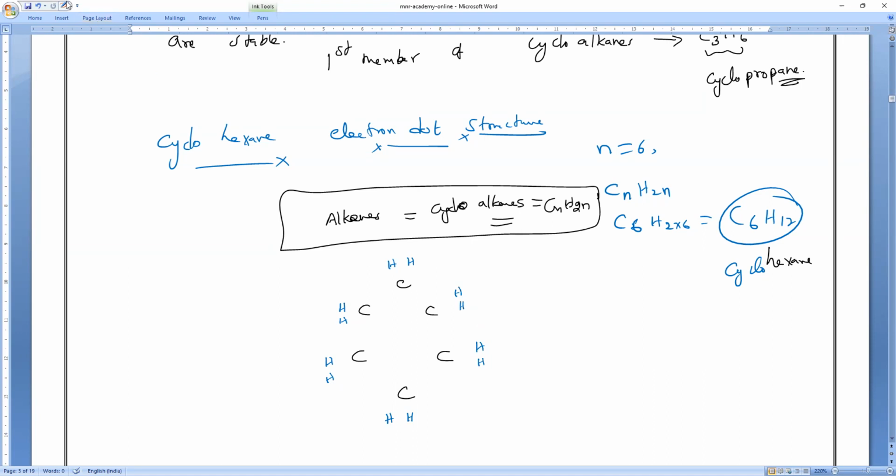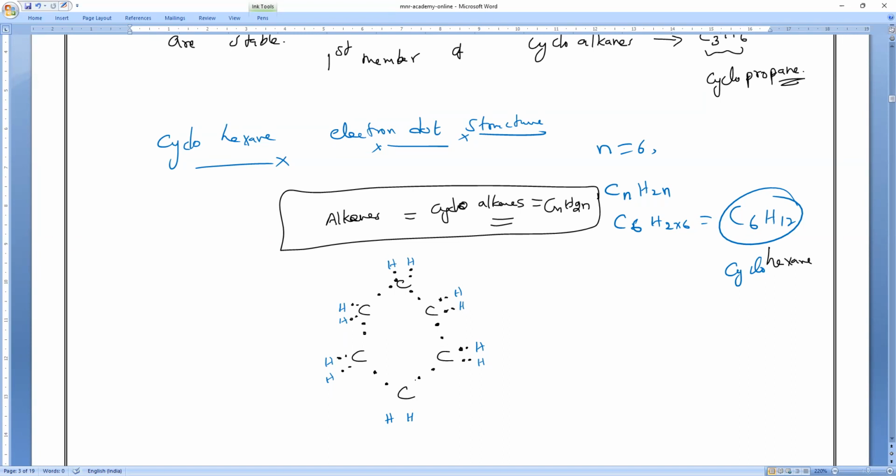Each pair of dots is replaced by a bond. Each bond represents how many electrons? One pair of electrons. That is what you have to do. If anybody has any doubt in this, you can ask.